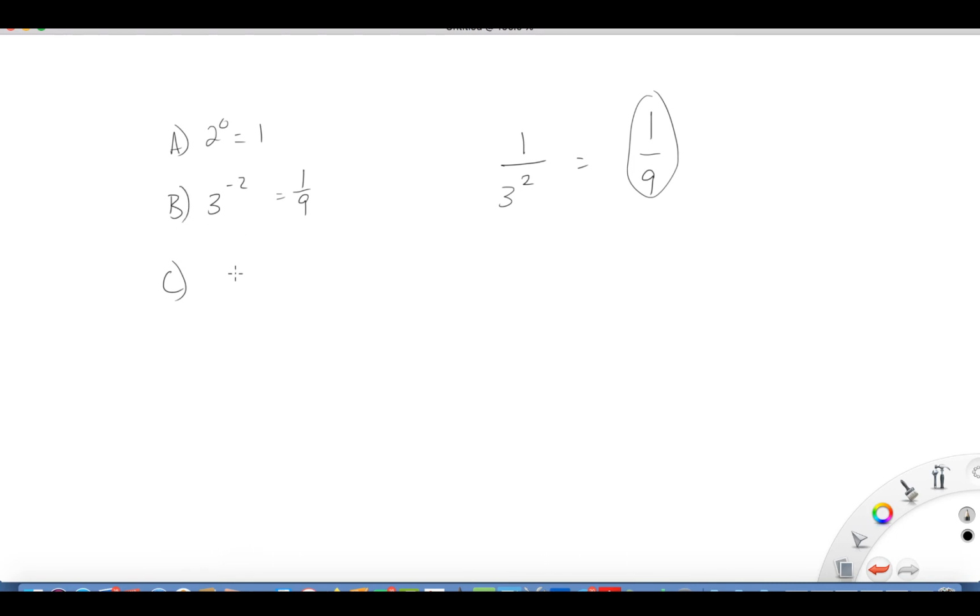All right, what about C? C gives us 10 to the negative 3. If this is negative, I have to put it over a fraction. And 10 to the third power is 1,000 because there's 3 zeros here. So it's 1/1000th. All right, 3 answers, 3 easy questions, and I think you see the reality of that.